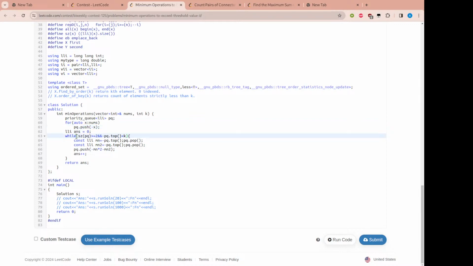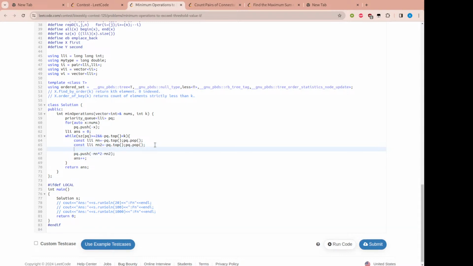Now as long as this queue contains at least 2 elements and the element at the top, the smallest element, is less than k, I pop the smallest element from the queue. I also pop the second smallest element from the queue. And then I push the new element.